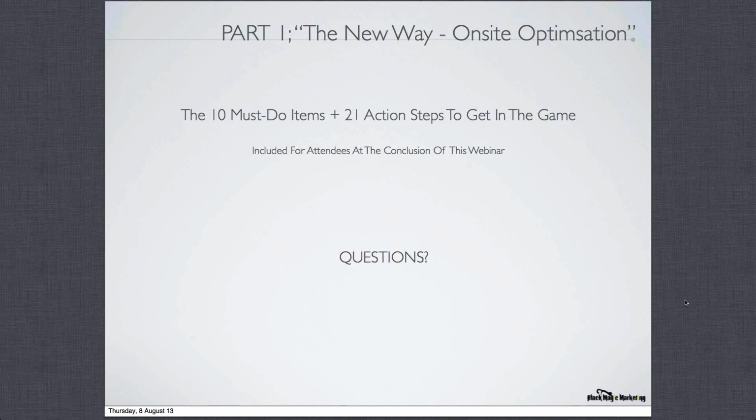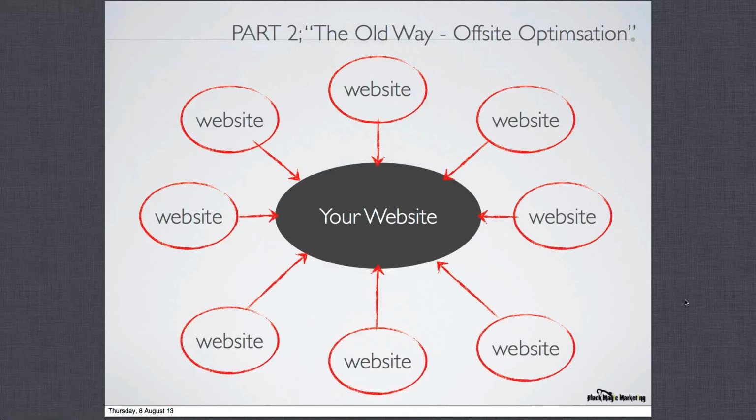Okay, so moving on. Part 2, the old way of off-site optimization. So this is what I spoke about at the start of the webinar. You've got your website in the middle and you've got links from other websites coming into your website using those links that we spoke about with the Wikipedia example and things like that.